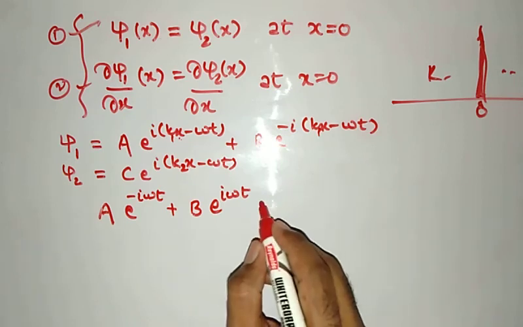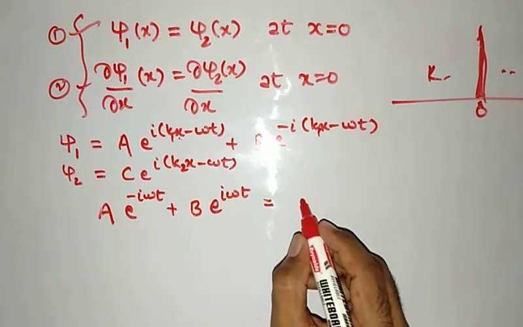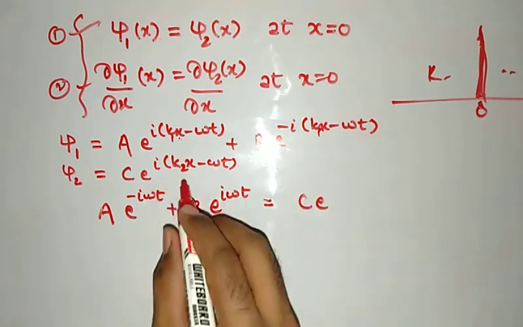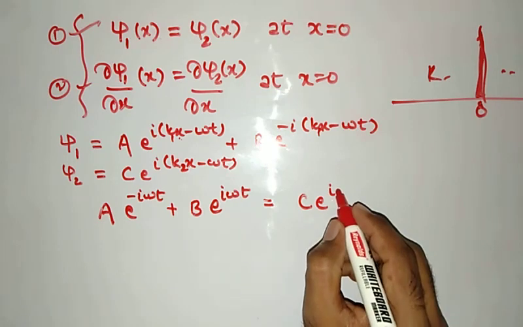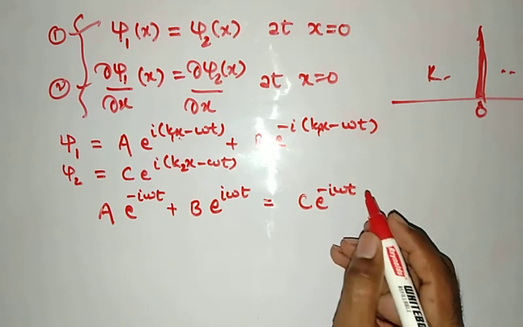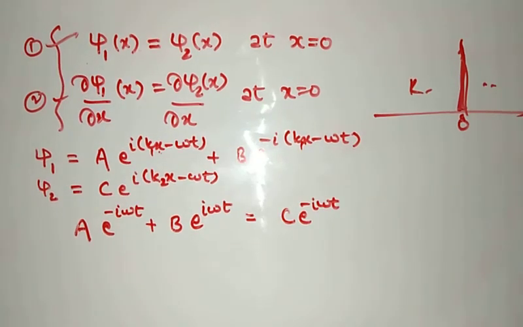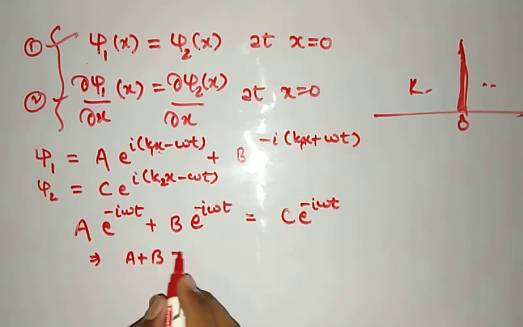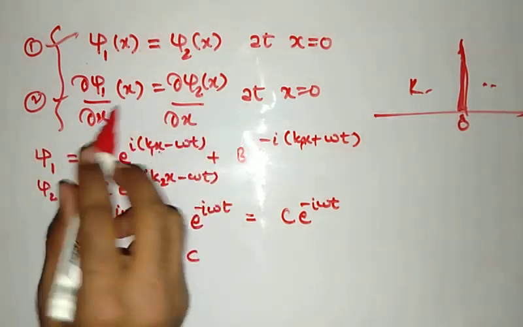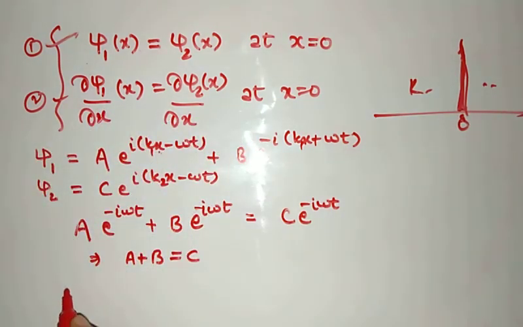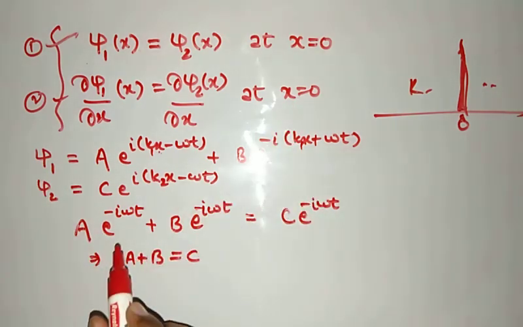This is equal to, for this, C e to the power minus i omega t. This is my plus, so that is minus. Now e to the power minus i omega t is common, so it cancels out. So we will have A plus B is equal to C, this relation as well. Now using this relation, find the differentiation of psi 1 and psi 2 at x is equal to 0.